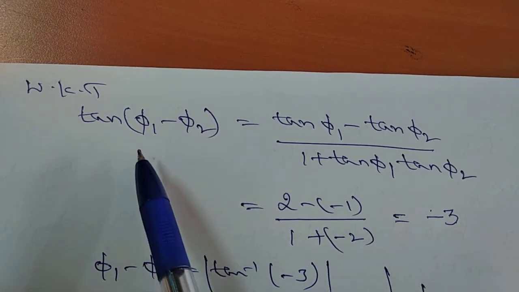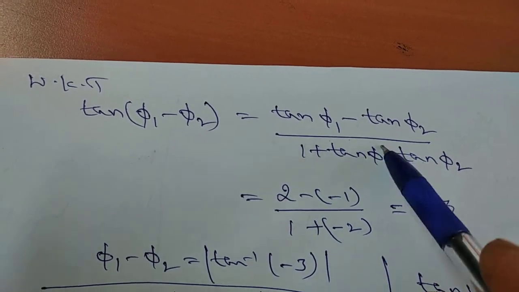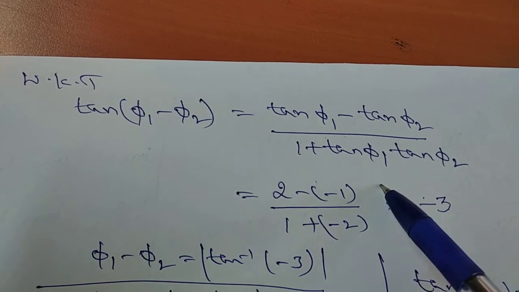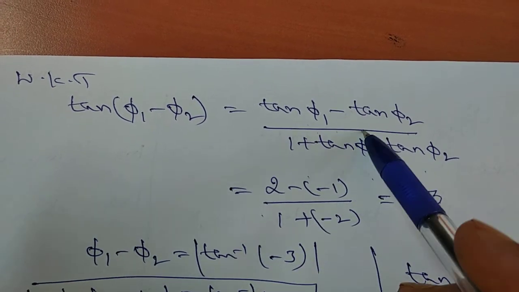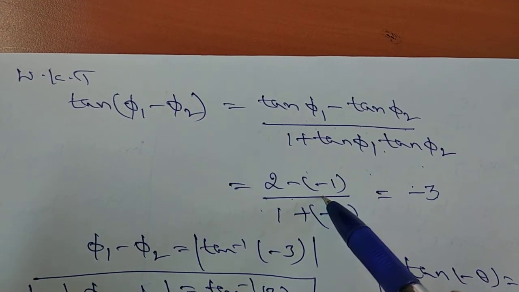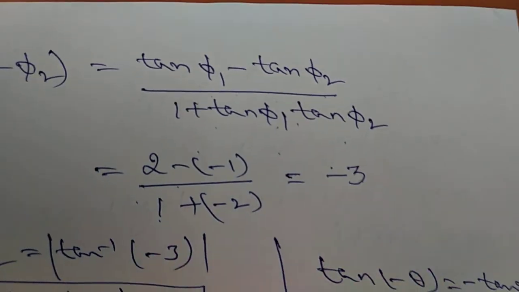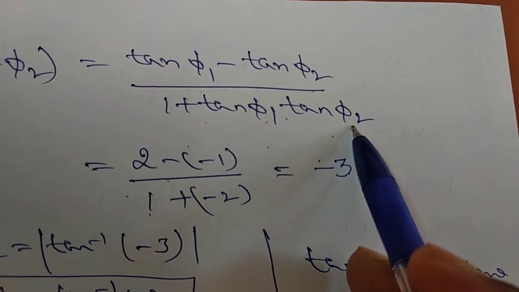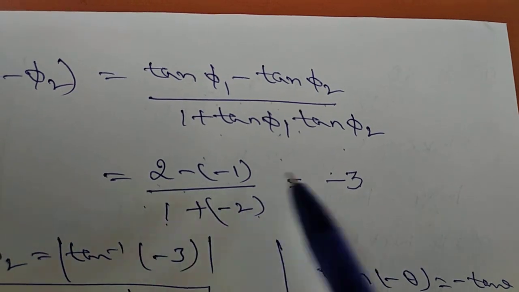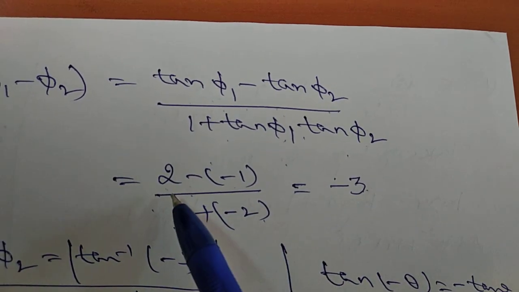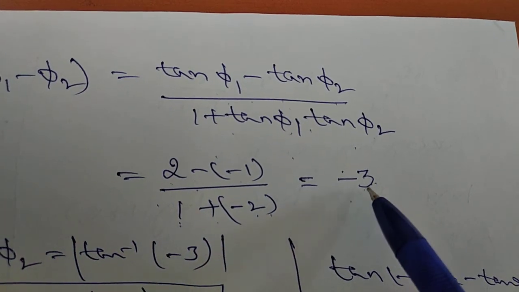So we know that tan of psi 1 minus psi 2 is equal to tan psi 1 minus tan psi 2 divided by 1 plus tan psi 1 into tan psi 2. So what is the value of tan psi 1? It is 2, minus tan psi 2, that is minus 1, divided by 1 plus tan psi 1 into tan psi 2. Tan psi 1 is 2 and tan psi 2 is minus 1. So simplify: 2 minus of minus 1, plus 1, so 2 plus 1, 3, divided by 1 minus 2, minus 1. So that's why you can write minus 3.